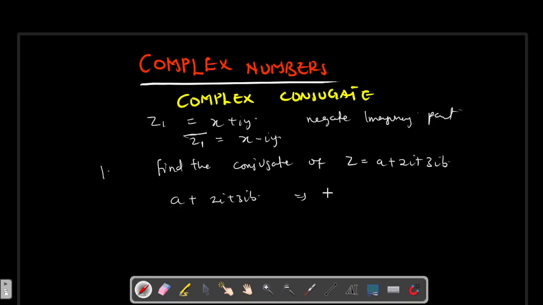The next thing I have to do is, z is equal to a plus, I factorize i out, I get i times 2 plus 3b. Therefore, my complex conjugate is simply equal to a minus i times 2 plus 3b, and that is all.